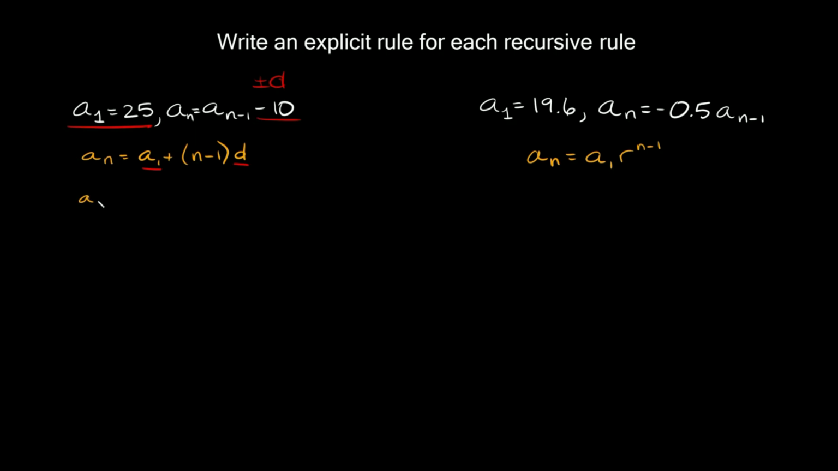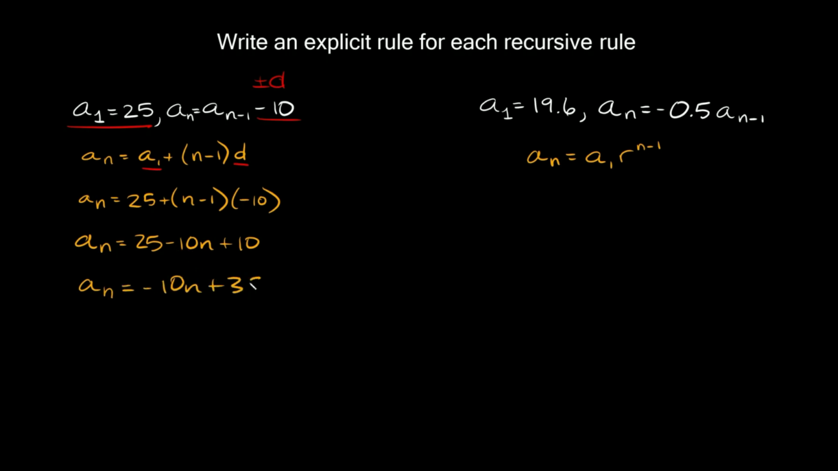So then we're just going to say a sub n is equal to the first term 25 plus n minus 1 times negative 10. All right, and now we can just simplify some things here. So a sub n is equal to 25, and then we're going to distribute this negative 10 into these parentheses. So negative 10 times n is negative 10n, right? And then negative 10 times negative 1 is positive 10, so plus 10. Now just combining like terms, 25 plus 10 is equal to 35. So a sub n is equal to negative 10n plus 35. So this would be your final rule right there.